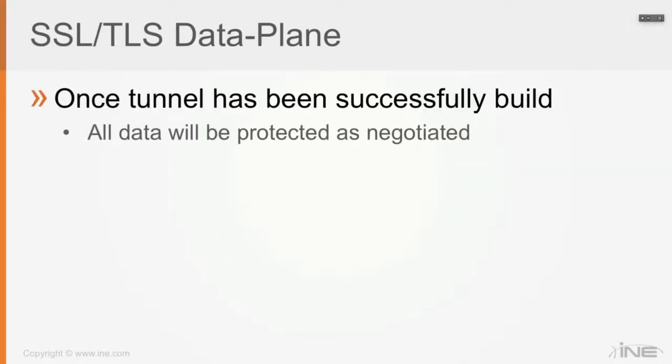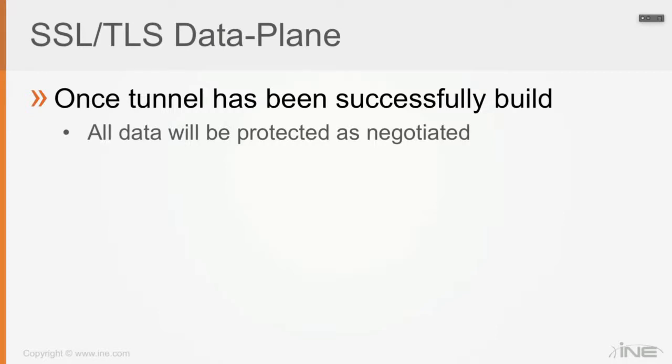So the data plane, once the tunnel has been successfully built, all data will be protected as negotiated. So we're going to protect the data in the tunnel with a negotiated encryption algorithm, with a negotiated hashing algorithm, and of course we're going to secure that traffic with the negotiated keys from the negotiated key management algorithms.